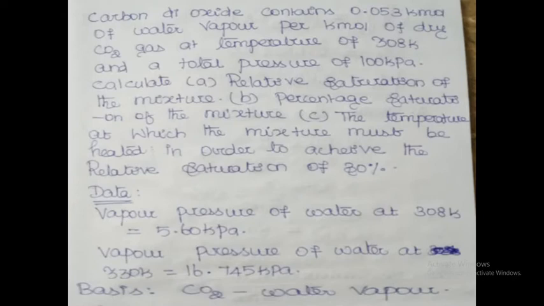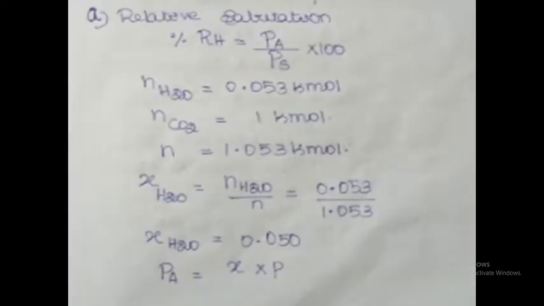Okay. So basis of this problem, carbon dioxide, water vapor. This is our system. First division, relative saturation. Relative saturation, another name, percentage RH. Percentage RH formula PA by PS into 100. So here PS is known, PA is unknown. How to calculate PA value? So the PA formula, partial pressure is equal to mole fraction into total pressure. Once you know the total pressure value and mole fraction value, easily calculate the partial pressure value.